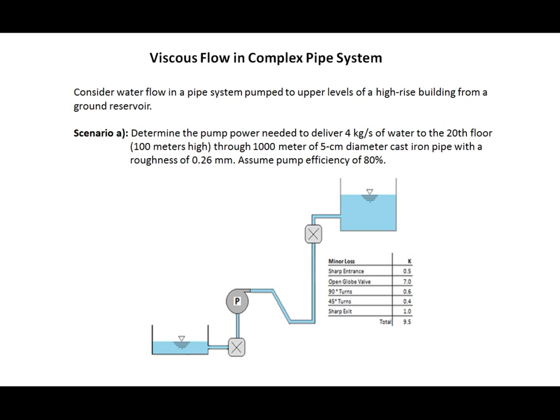through 1000 meters of 5 centimeter diameter cast iron pipe with a roughness of 0.26 millimeters. There are some minor losses that are identified and shown here. These losses must be included in the solution procedure as well.